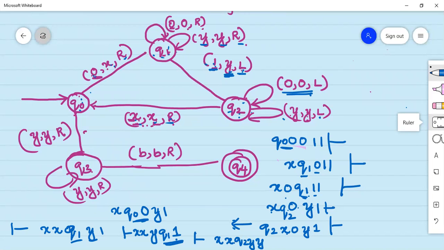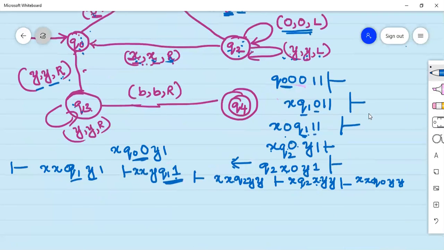What about Q2 on y? Just move left, right? So it will be x, Q2, x, y and y. So what about Q2 on X? You can see here X, X, R and Q naught. So X is as it is and you move towards right and you make it as Q naught. What about Q naught on Y? Change the state to Q3 and move towards right. Correct?